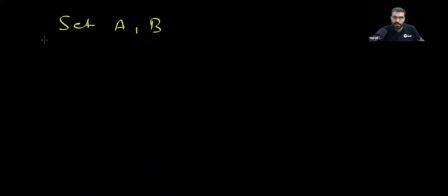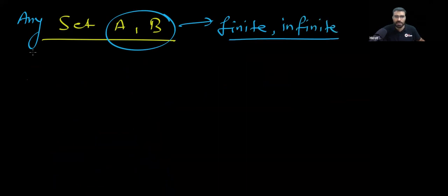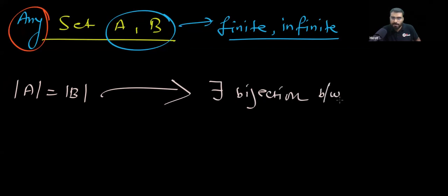If you have set A, set B, remember these can be any set. Please understand, these can be finite or infinite, countable, uncountable, whatever. Whatever two sets you take, when can I say they have the same cardinality? Can I say if they have the same cardinality, then there exists a bijection between A and B? Yes or no?